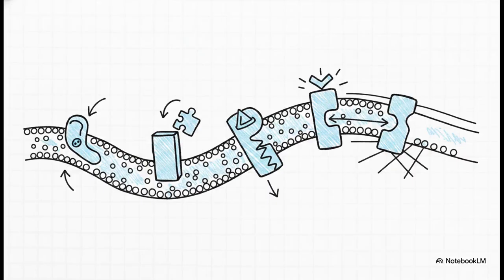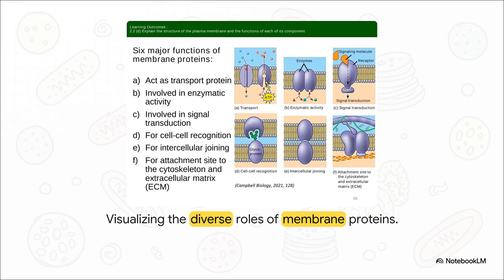Now, these protein operators don't just stand there looking pretty. They are the true workforce of the cell membrane, performing 6 major vital tasks. They act as transport proteins, allowing specific molecules through. They conduct enzymatic activity to speed up chemical reactions. They handle signal transduction to pass messages into the cell. They allow for cell-to-cell recognition, often using attached carbohydrates. And they serve as attachment points, joining cells together or anchoring the cell's internal skeleton. The diversity of function here is just incredible.